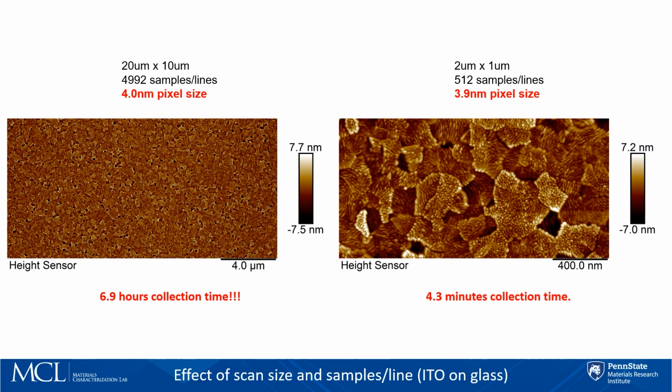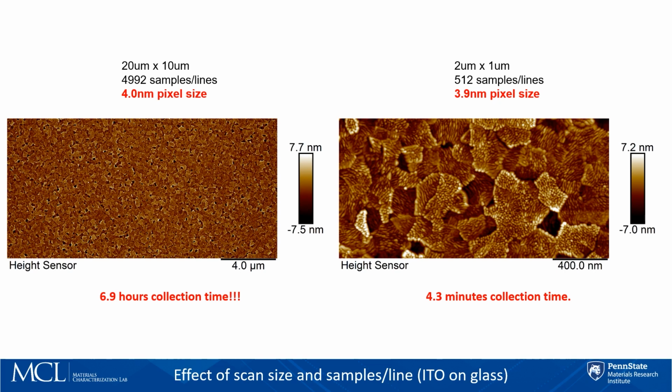AFM's lateral resolution is going to depend on two things. It's going to depend on the pixel size, and it's going to depend on the probe that we choose. For the pixel size, that's going to be based on the scan size that we choose to collect, and then also the samples per line that we choose to collect it at. So essentially, we're going to raster scan lines, and we're going to collect pixels across those lines.